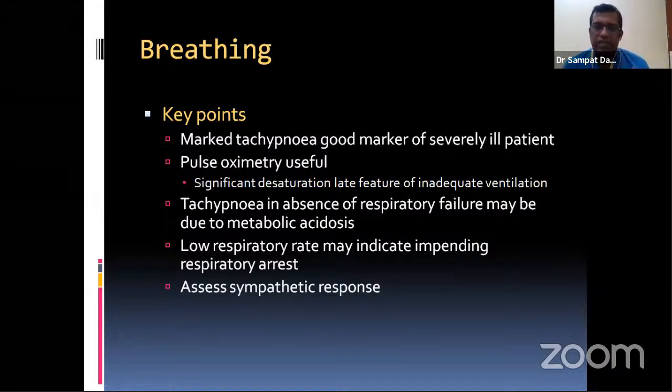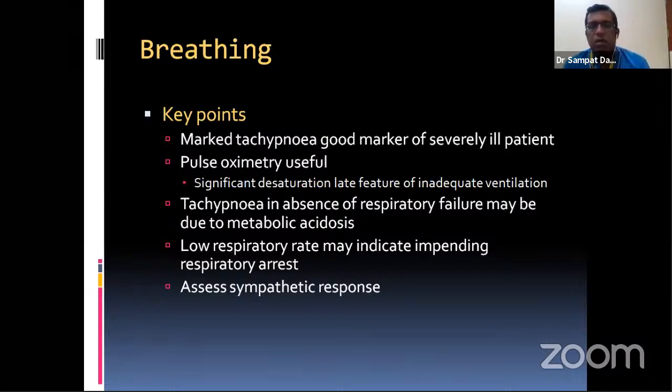Suppose we find a patient who is severely tachypneic, but the ABG shows metabolic acidosis. This is what you will get in patients of CKD with COVID who present to the COVID care center and are tachypneic. So don't think it is because of the respiratory part; rather it is a metabolic part for which they are tachypneic.